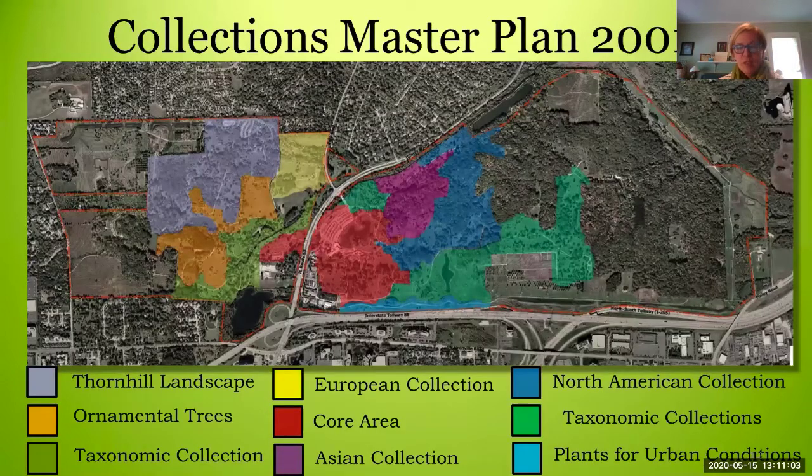Around that same time, in 2001, we did the first official collections master plan. This was done to really map out and lay out where our current collections were and where they needed to expand to in the future. So you can see also here that the red area is mainly our visitor center area, the main core area, and the light purple up here is considered the Thornhill landscape. And then you can see the different collections as the different colors.